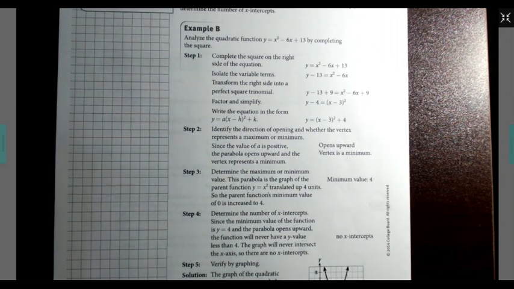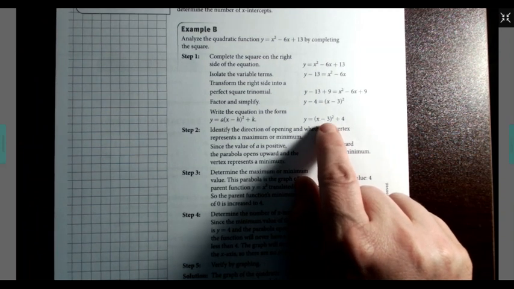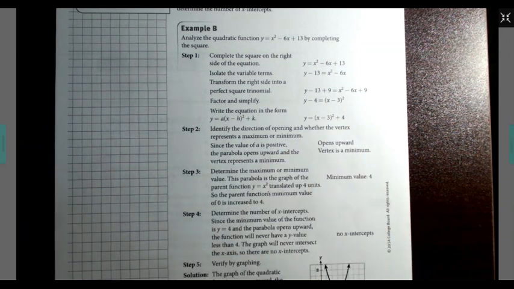Example B has been worked out for us. It says, step 1. Well, first it states, analyze the quadratic function y equals x squared minus 6x plus 13 by completing the square. It asks to complete the square. After it completed the square and moved everything back to y equals form, it has y equals (x minus 3) to the second power plus 4.